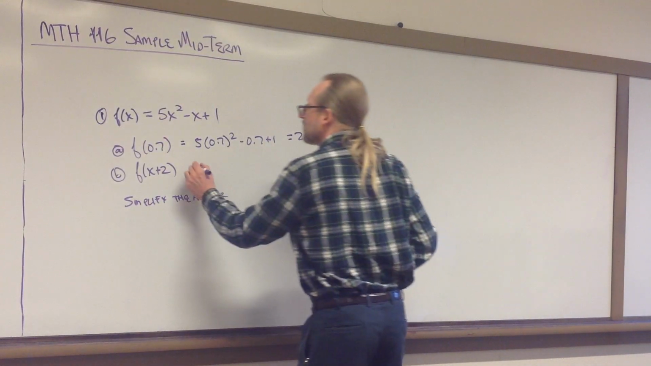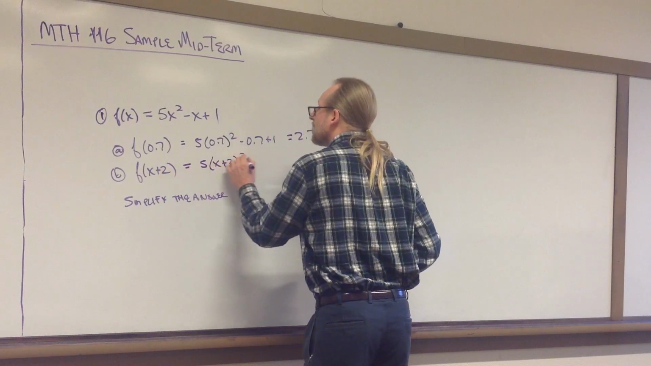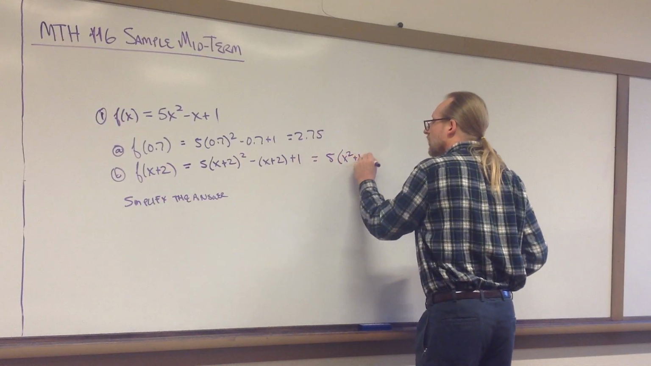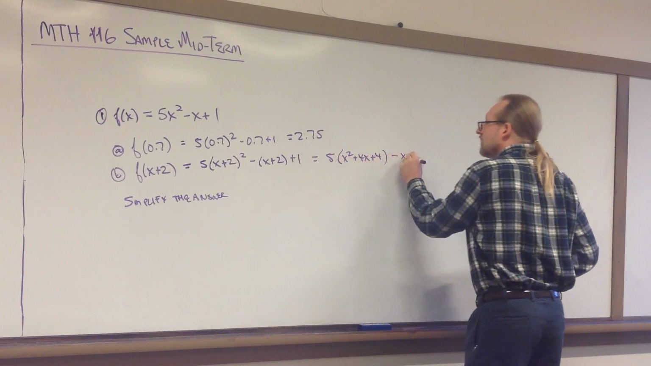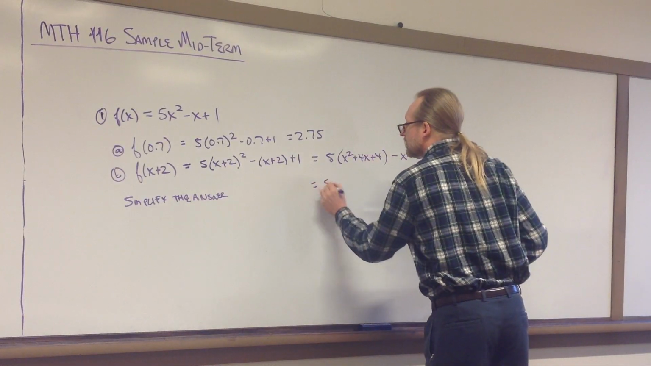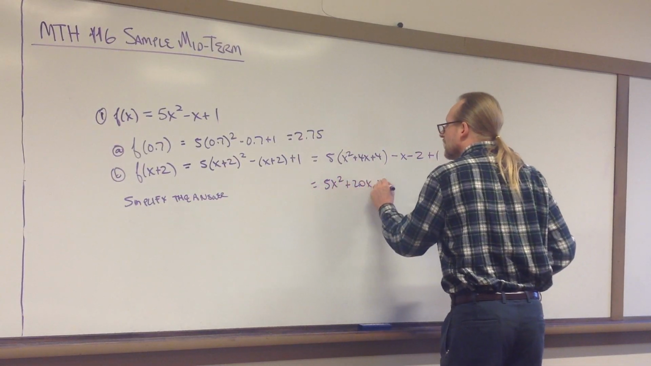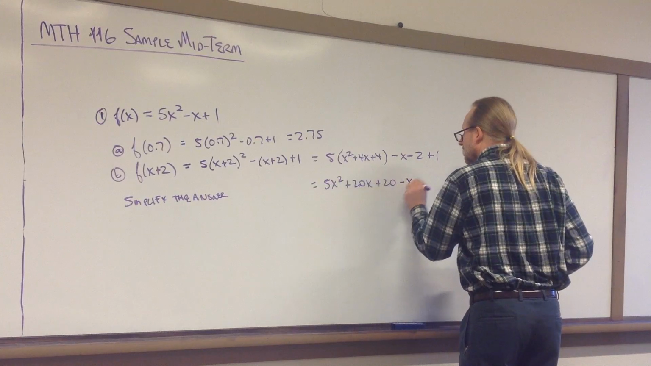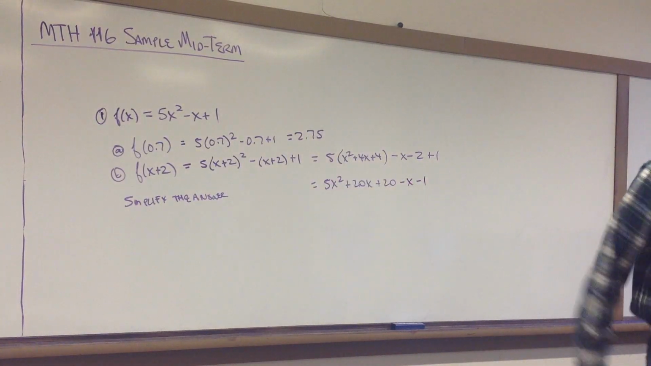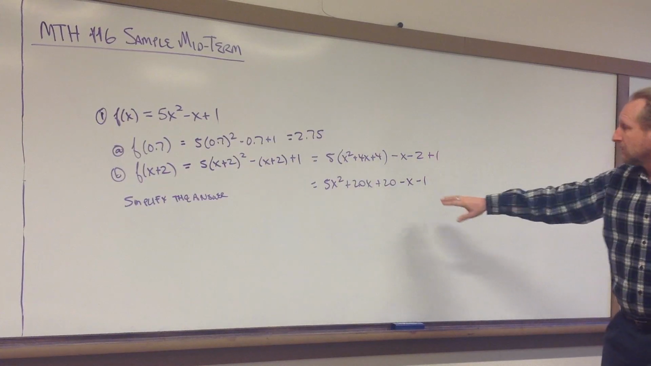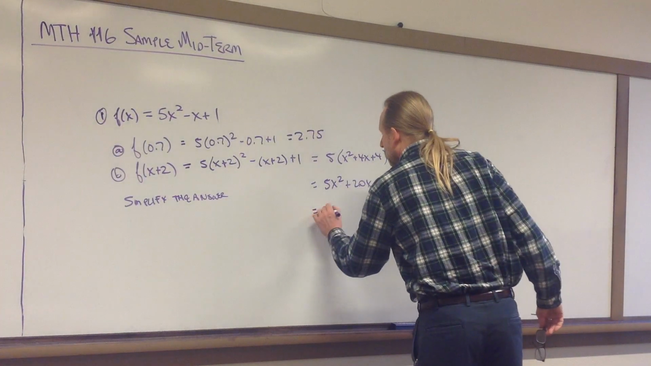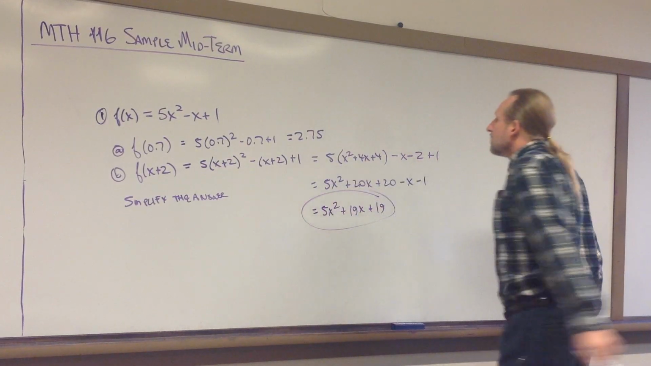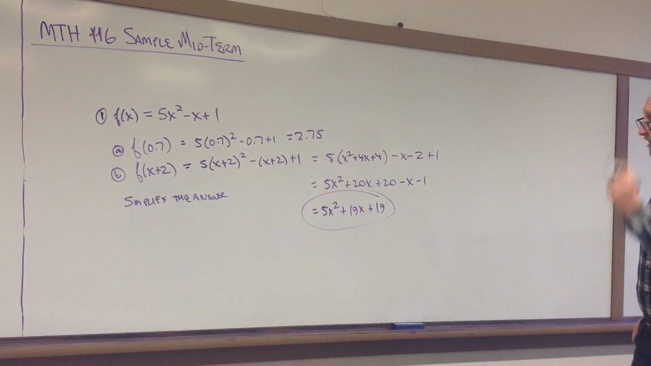Okay. F of x plus 2, 5 times x plus 2 squared minus x plus 2 plus 1. So square that binomial, distribute the negative, and now distribute the 5. 5x squared plus 20x plus 20 minus x minus 1. So I combined the minus 2 and the positive 1 to get the negative 1 there. So it looks like we're going to get 5x squared plus 19x plus 19.